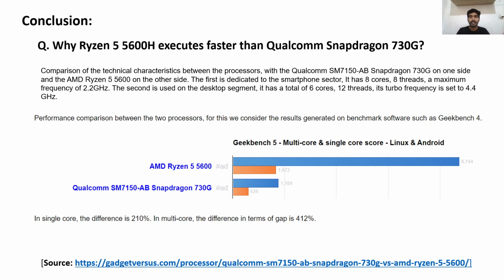And even if it was multi-core or some parallel threading was implemented, then also, since the AMD Ryzen 5 performs much better on multi-core, it will be executing the code way faster.